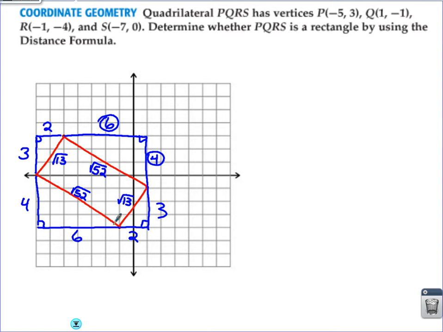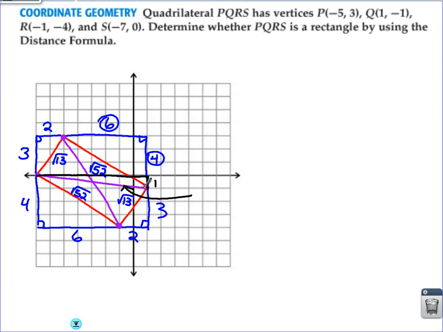But let's do it like they said. By using the distance formula, we've got to prove that this is a rectangle. So the distance from here to here and the distance from here to here. In order to be a rectangle, those distances must be the same. Well, this will be fun because it's so messy now. So the distance from here over to here, let's draw ourselves another little right triangle. 1 and 1, 2, 3, 4, 5, 6, 7, 8.